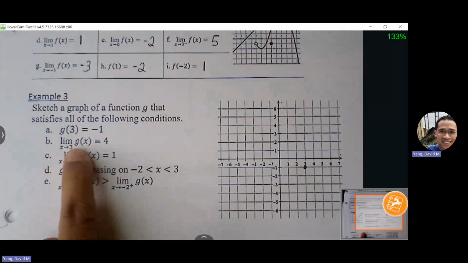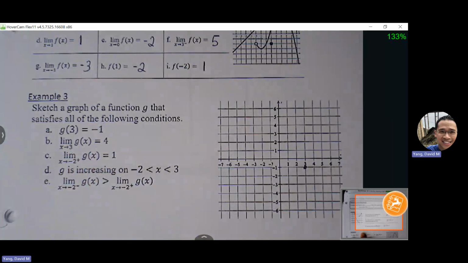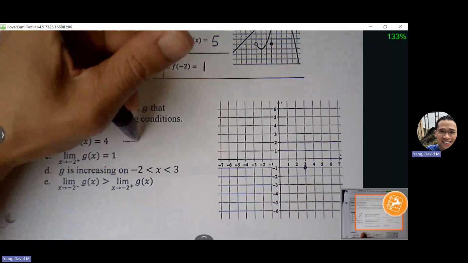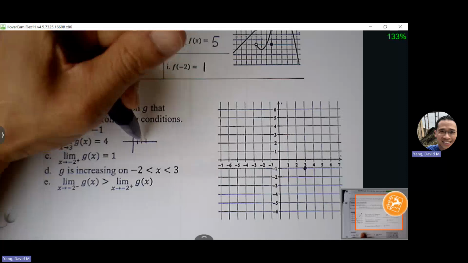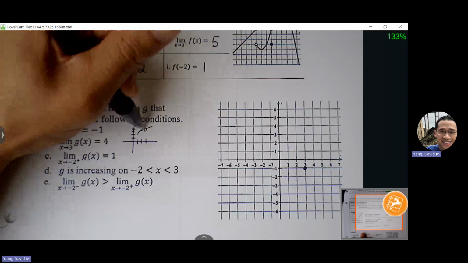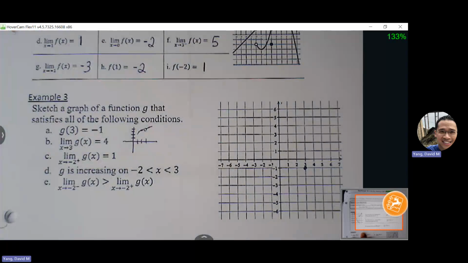The limit as x approaches 3 is equal to 4. That means we want the graph to approach a y value of 4 from both sides of 3. Typically, when I sketch a graph like this, I like to do this at (3, 4). I like to put a hole there because I don't know what's happening at that point. And later on, I can always fill in that hole if I realize that point is there. But as a starting point, I'm just going to put a hole there.